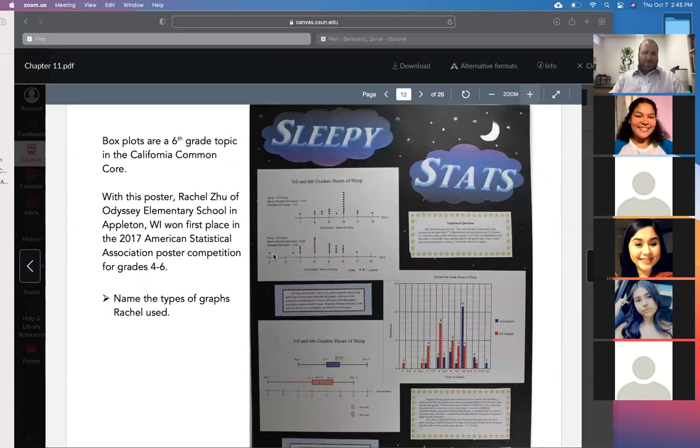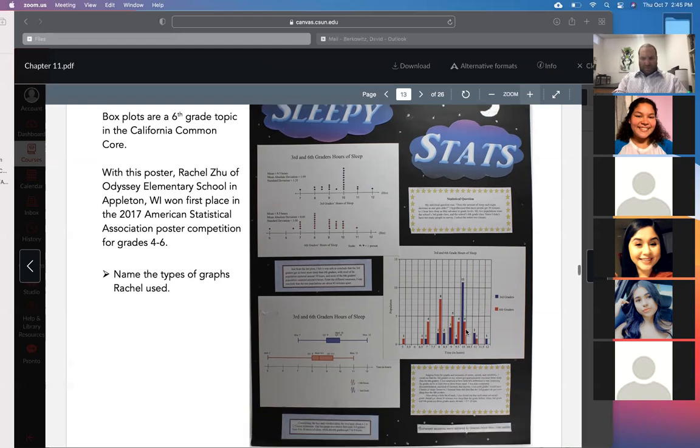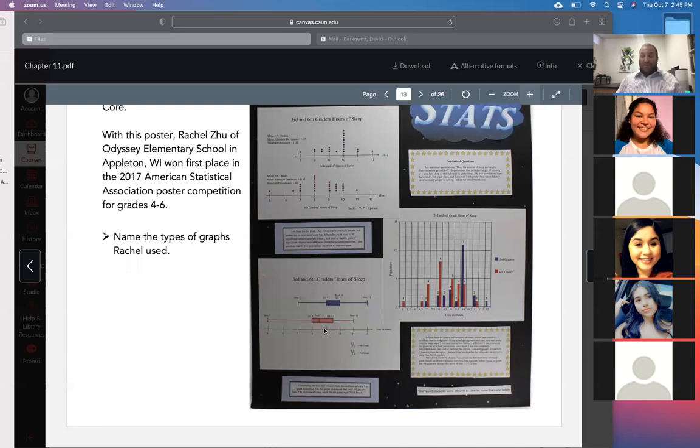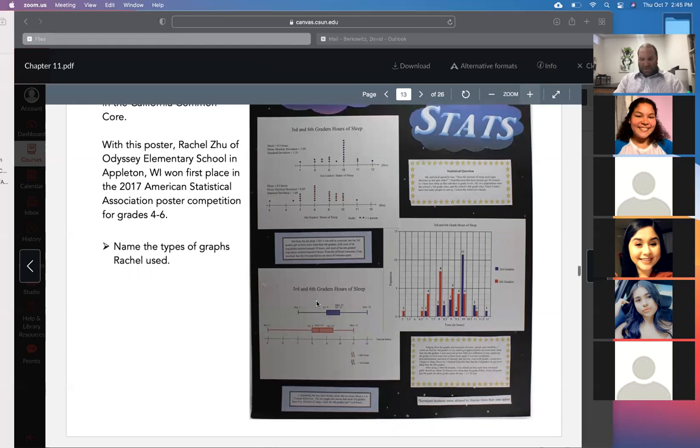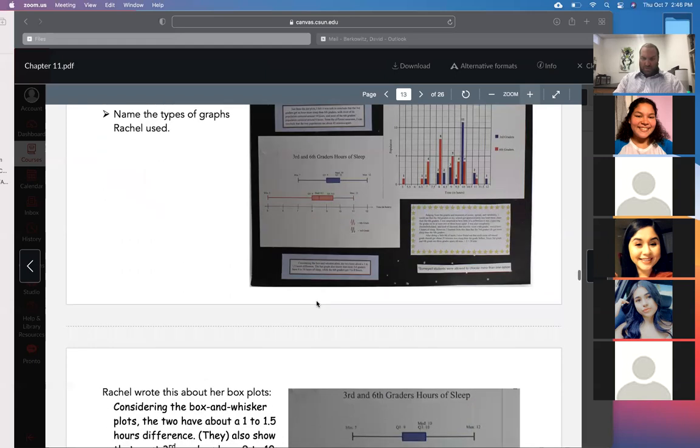And you'll notice here, by the way, this is just a sixth grade science project or something. Or yeah, American Statistical Association poster competition for grades 4 to 6. You see a dot plot, you see a bar graph, and you see box and whisker plots. So these are certainly in the curriculum for kids and are not really that difficult to learn. So yeah, you should know them.